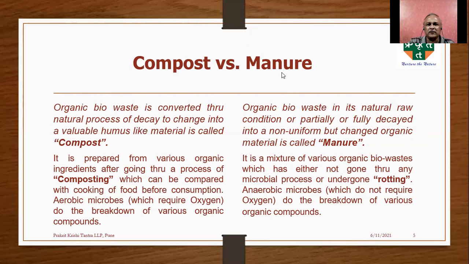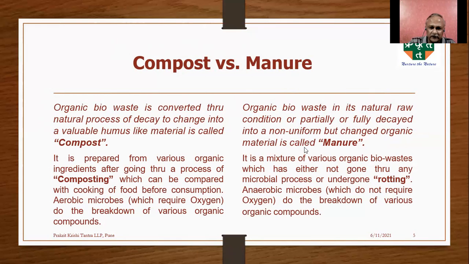So what is the difference between compost and manure? As I said, compost is the cooked form. Organic bio-waste converted through a natural process of decay into a valuable humus-like material is called compost. See, here the important word is humus. I'll explain what is humus. And what is manure? The organic bio-waste in its natural raw condition or partially or fully decayed into a non-uniform but changed organic material is called manure. So it is not composted, it is not cooked, it is not properly decomposed.